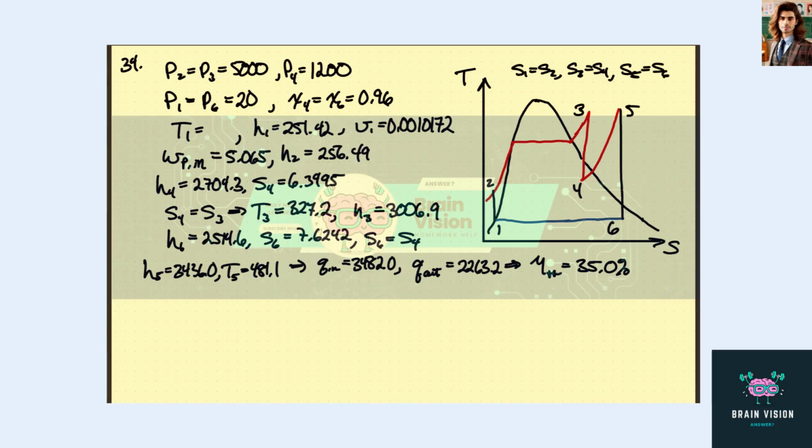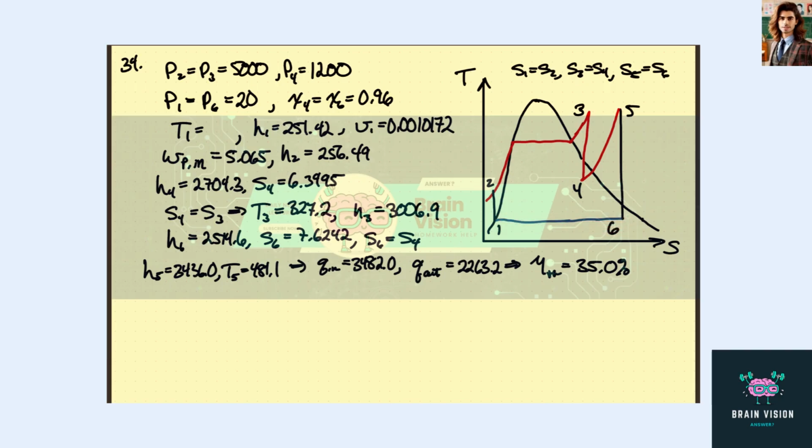We have an ideal reheat Rankine cycle with water. It maintains the boiler at 5,000 kilopascals, or 5 megapascals. The reheat section is down here at 1.2 megapascals. The condenser is down at 20 kilopascals.